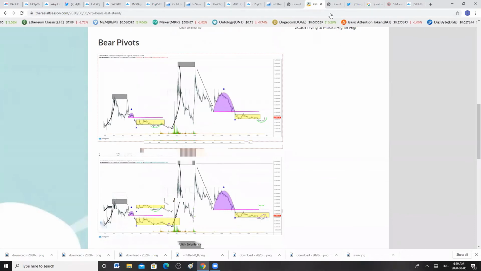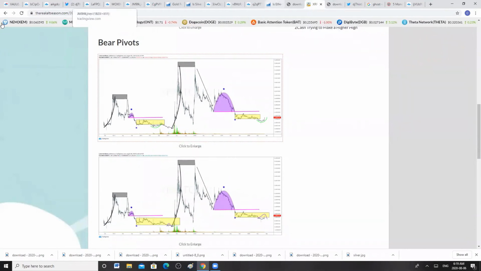So either way, Ripple is getting very close to its end as well.